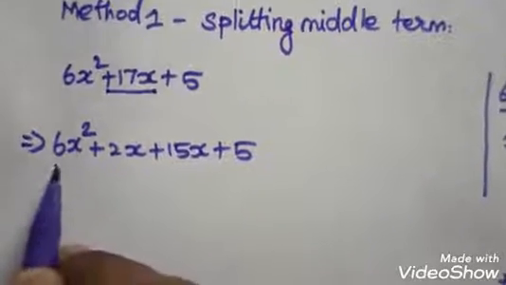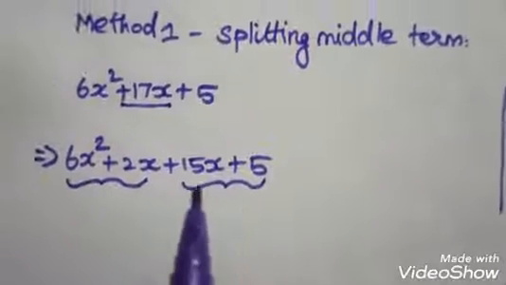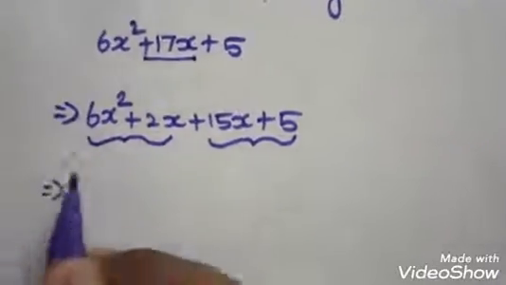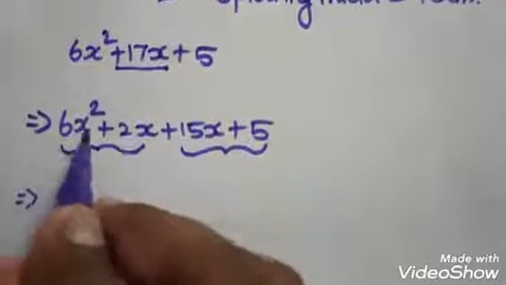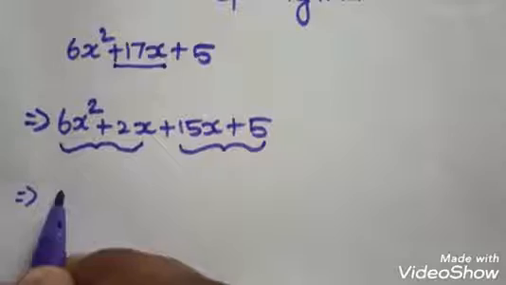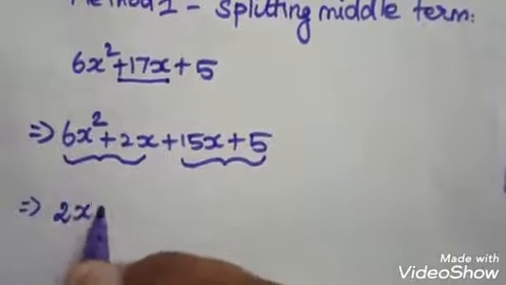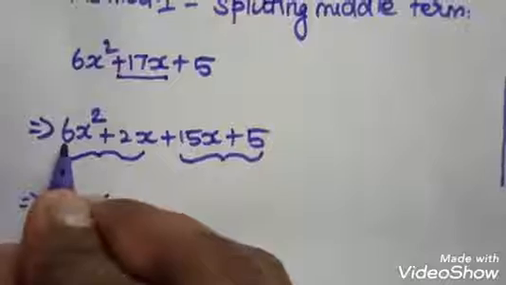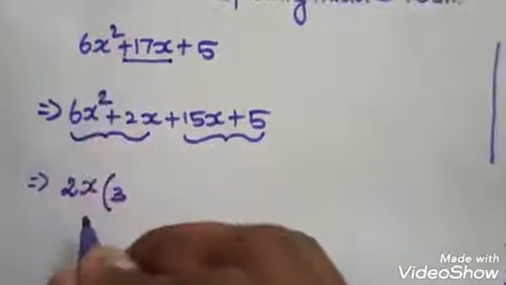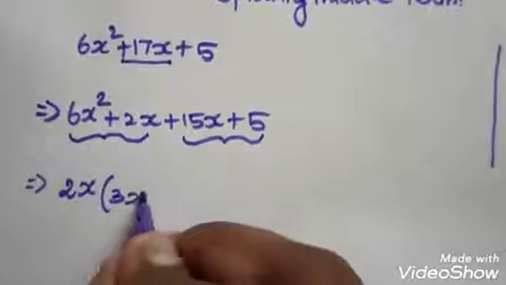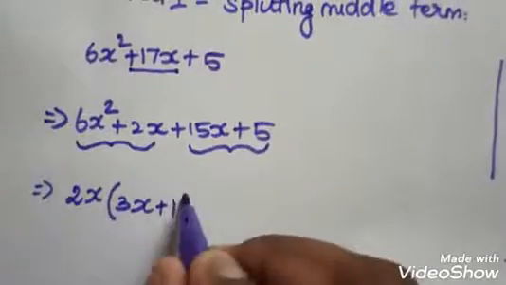Now I take the first two terms and then the second two terms. What is common in 6 and 2? The number 2 is common, and x is also common in x square and x. 6 is how many times 2? 3 times. From x square and x, x is common; taking it out, remaining is 3x. Here 2x goes out, remaining is plus 1.